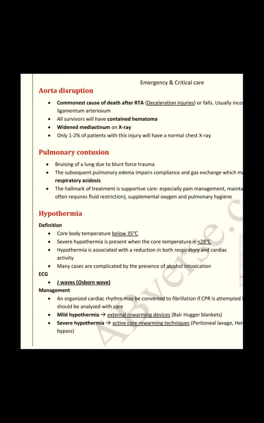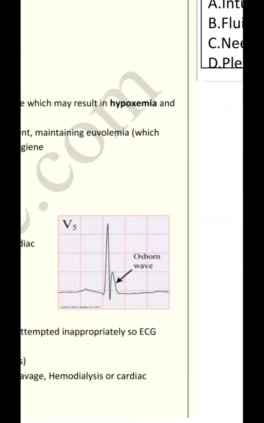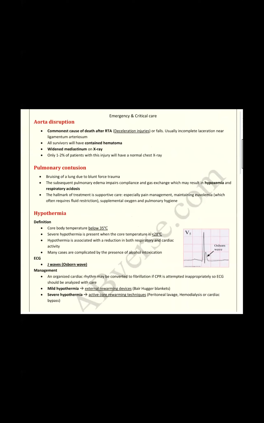Pulmonary conditions, not so important. Hypothermia, just remember. Though it's discussed in cardiology, the J wave is the hypothermia picture. Core body temperature below 35, so see the J wave, Osborne wave. Severe hypothermia is often complicated by the presence of alcohol intoxication. Just remember the J wave finding. For mild hypothermia, external rewarming; for severe hypothermia, we have to give active core rewarming.